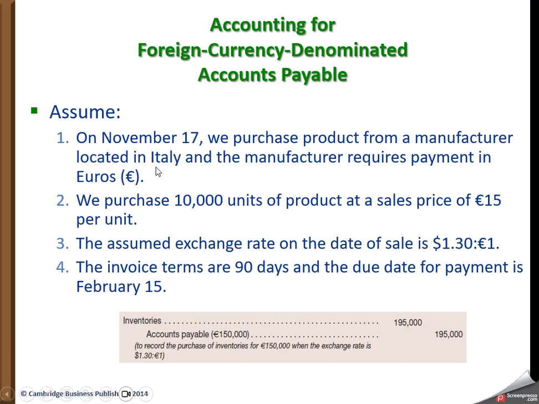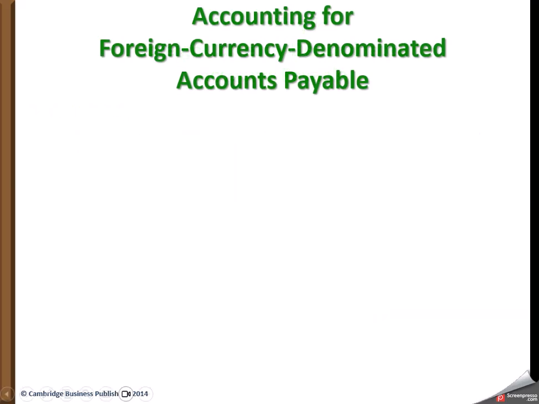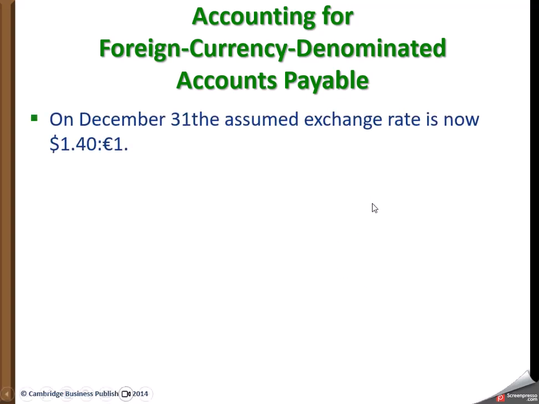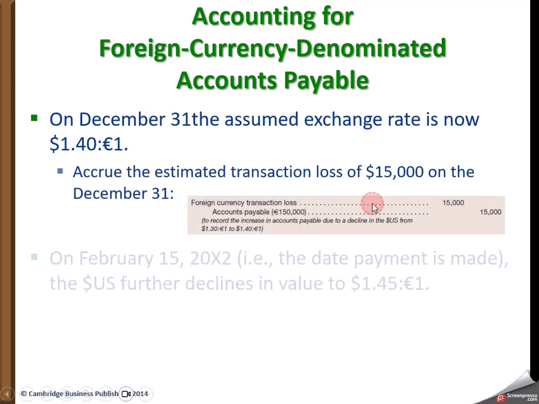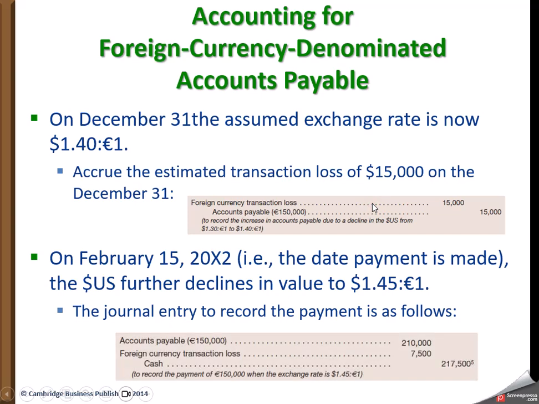So if we purchase products from a manufacturer in Italy and we have to pay in euros, we're going to record the transaction at the exchange rate on the date of the sale. So we set it up, debiting the $1.30 times the 10,000 units times the 15 euros. And that gives us the 195,000. Then at the end of the year, we're going to look at it and say, is that really still what we owe? Because the auditors want everything to be accurate.